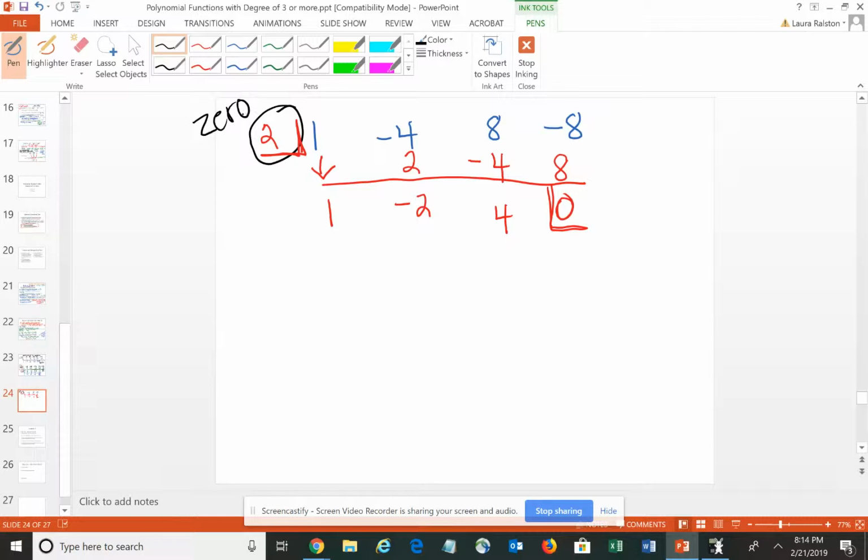Well, since it worked that time, I'm going to try again. Okay, I'm going to keep going until it doesn't work anymore. Okay, so I'm going to try the 2 one more time. Drop the 1. 2 times 1 is 2. -2 plus 2 is 0. 2 times 0 is 0. And I get a remainder of 4. Okay, so I get a remainder of 4. So that tells me that it doesn't work this time.